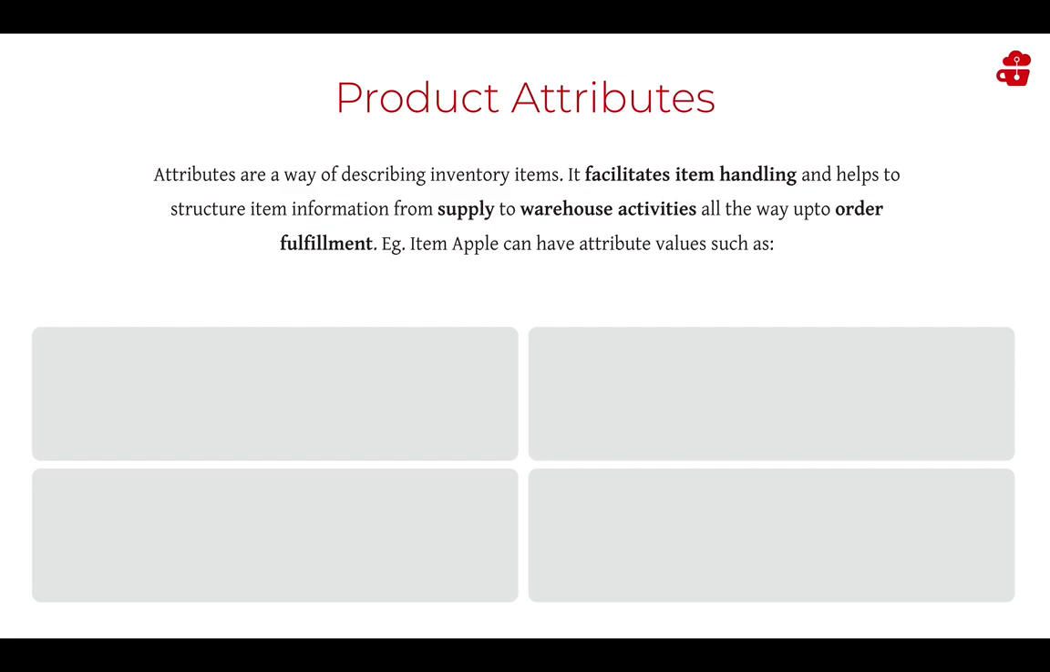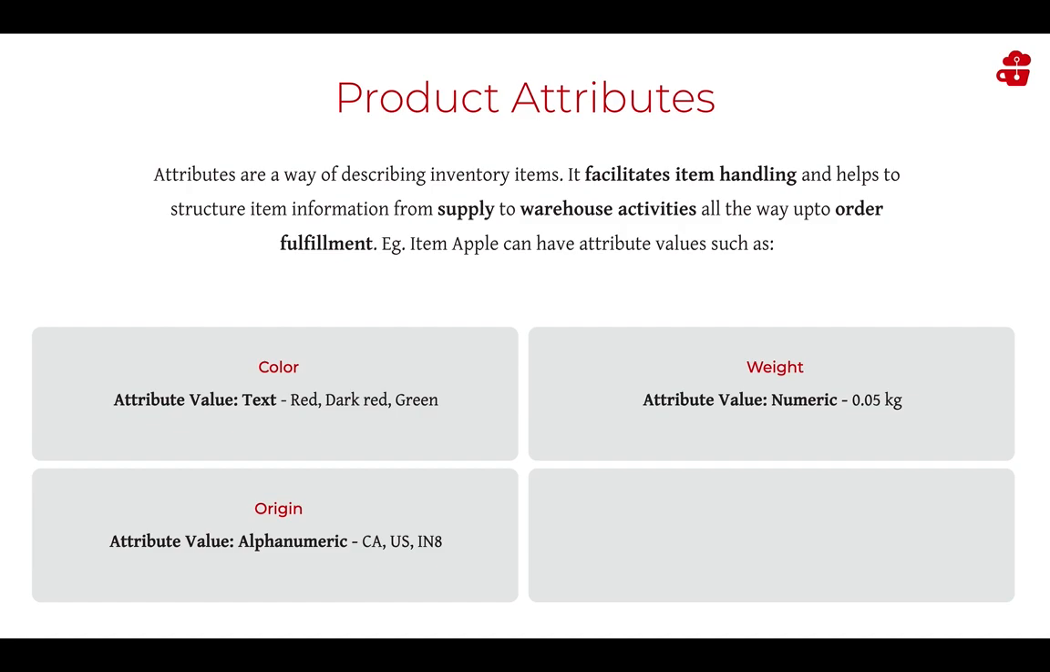Apple can have several attributes such as color, and the attribute value in the Infor M3 system for color would be text, weight with the attribute value of numeric, origin can have an attribute value of alphanumeric, which would be a combination of both texts and numbers, and date of harvest having an attribute value of date. Thus, in Infor M3, for a particular item, we can have different attribute values.